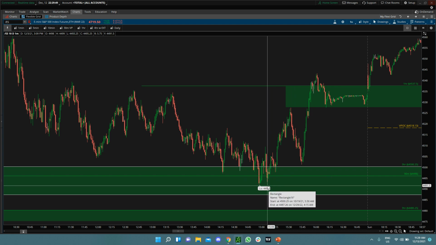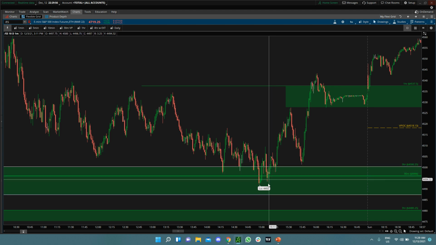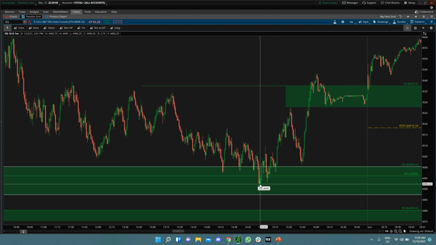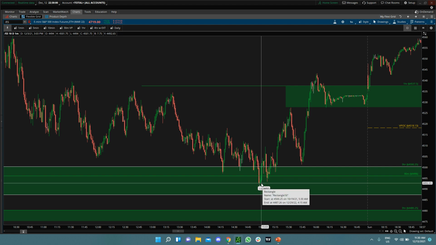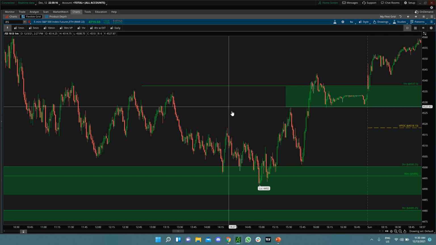Because if this is not truly a reversal, it will break this low, and then definitely the lows of the contract price, for example at 40 cents, will go even lower than 40 cents, no doubt. Especially if you're trading 0 day to expiration contracts or short dated contracts.